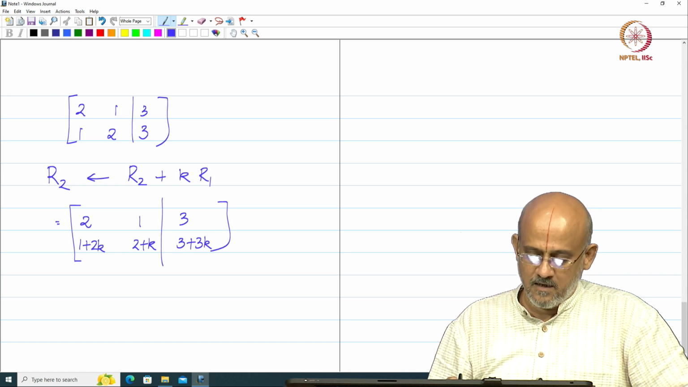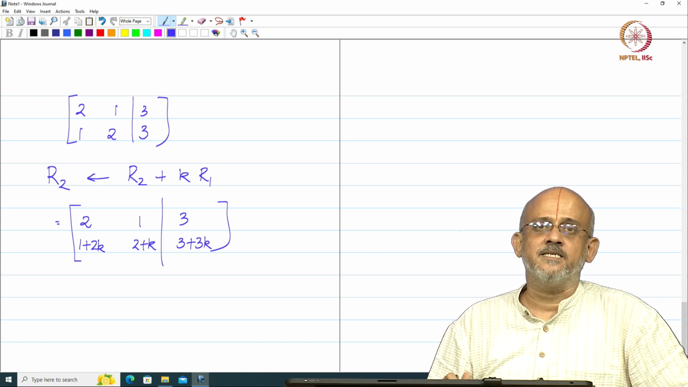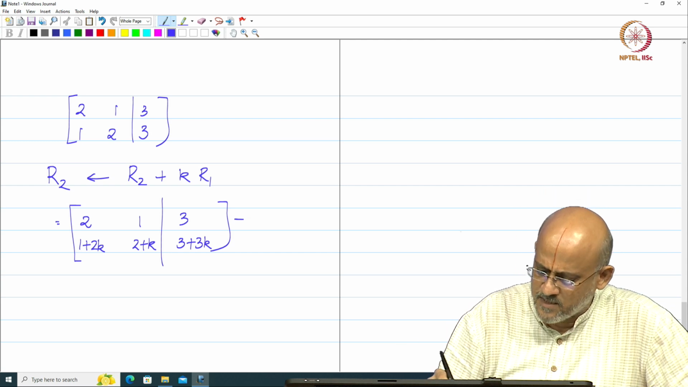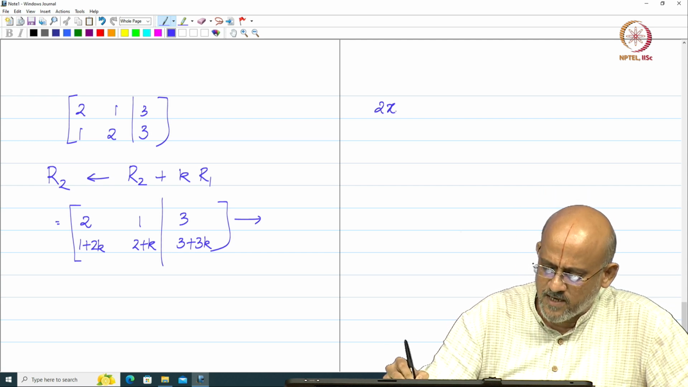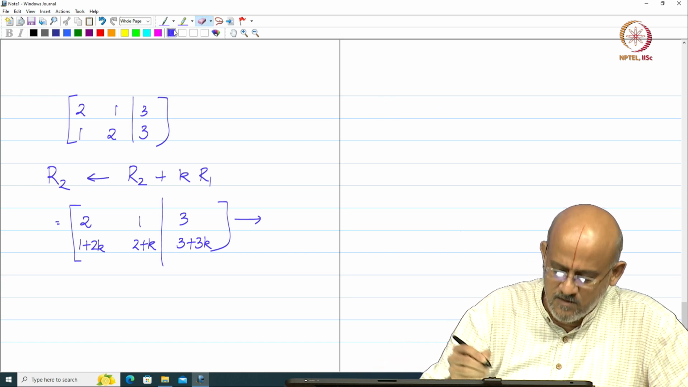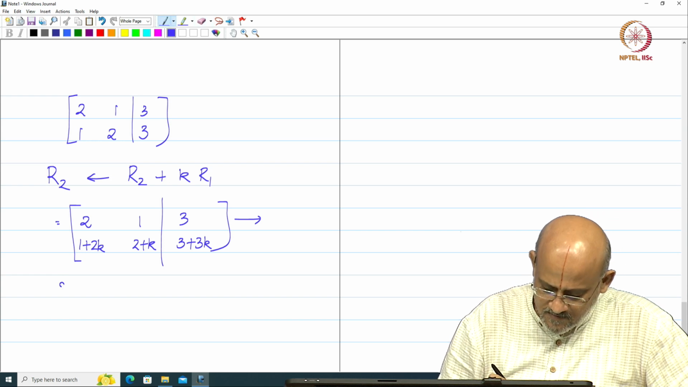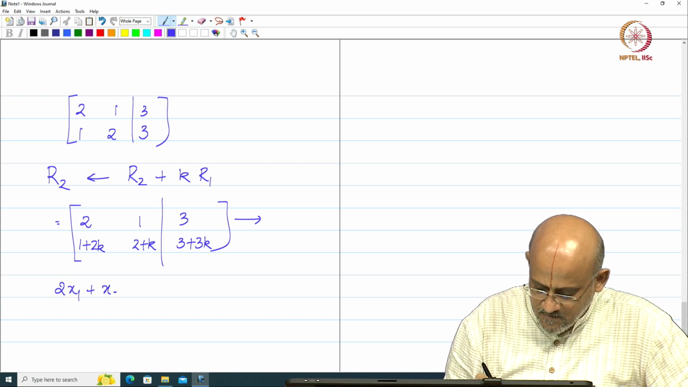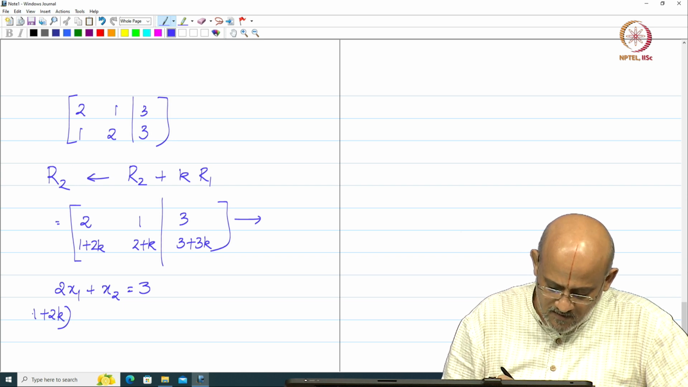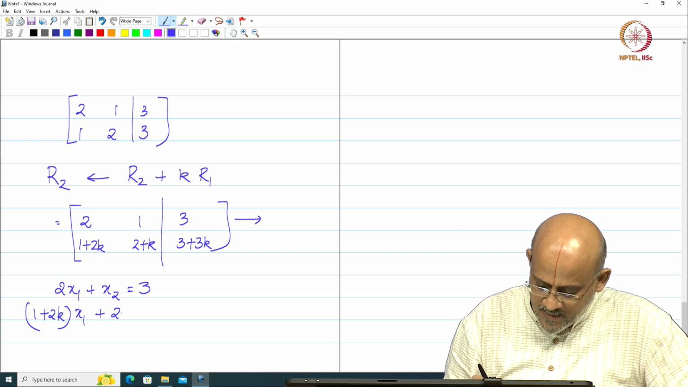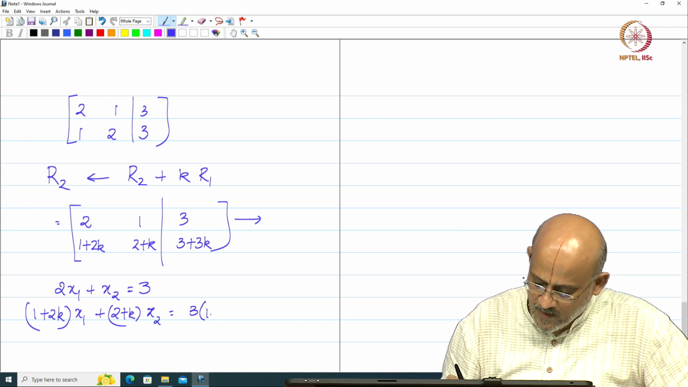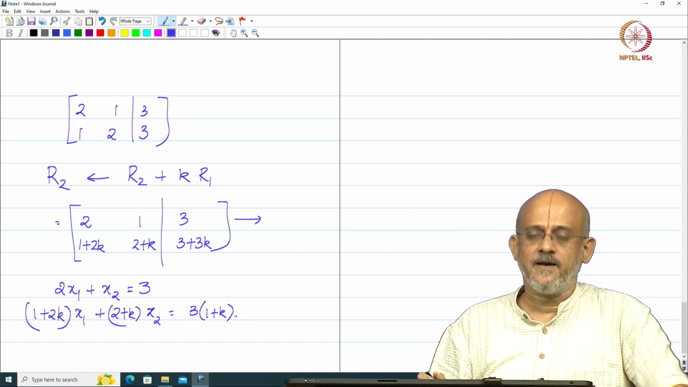Now what we do is we plot these lines. The first line is not going to change, it is going to be 2x1 plus x2 is equal to 3. Let me write it here: 2x1 plus x2 is equal to 3, and the second line is going to be 1 plus 2k times x1 plus 2 plus k times x2 is equal to 3 into 1 plus k. This is what we have.